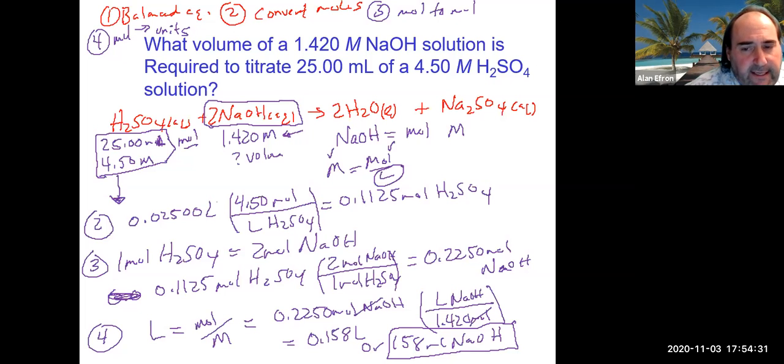So this is a typical titration problem, which hopefully you can see is really the same four basic steps for stoichiometry. The only difference is at the beginning, how we get the moles, and at the end, using molarity to figure out what we're looking for. Any questions on any of those steps?